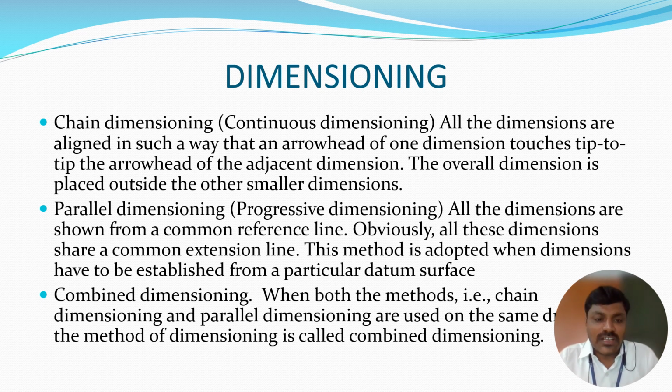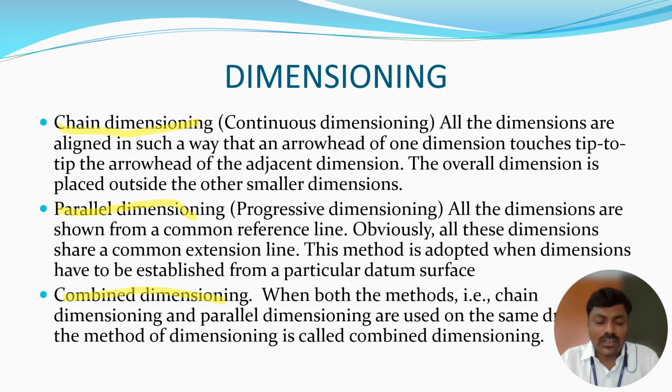There are three types of dimensioning. One is chain dimensioning, another is parallel dimensioning, and another is combined dimensioning. Chain dimensioning is also called continuous dimensioning. All the dimensions are aligned in such a way that the arrowhead of one dimension touches the tip of the arrowhead of the adjacent dimension. The overall dimension is placed outside the smaller dimensions.